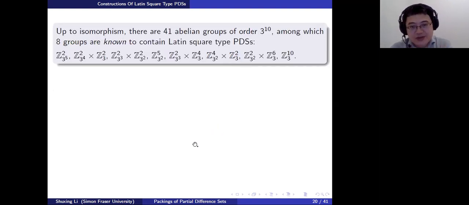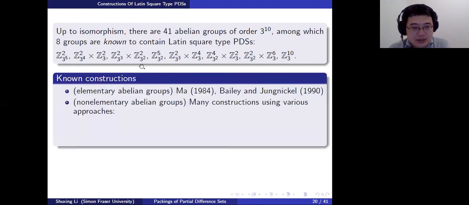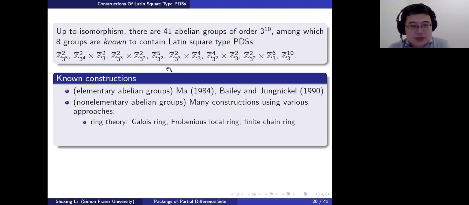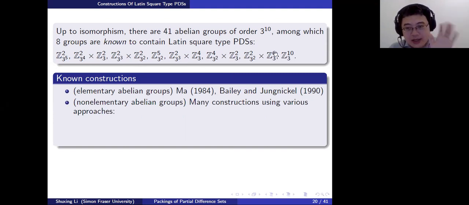Up to isomorphism, there are in total 41 abelian groups of order 3^10. Among them, 8 of them are known to contain Latin square type PDS. Those are the 8 groups. And it is easy to list those groups, but actually they are the consequence of a series of research.